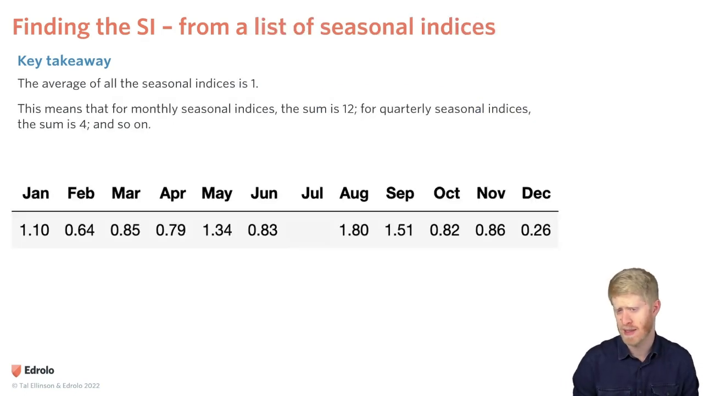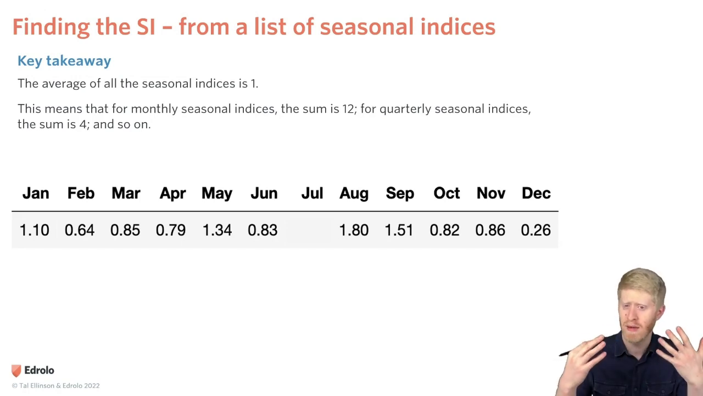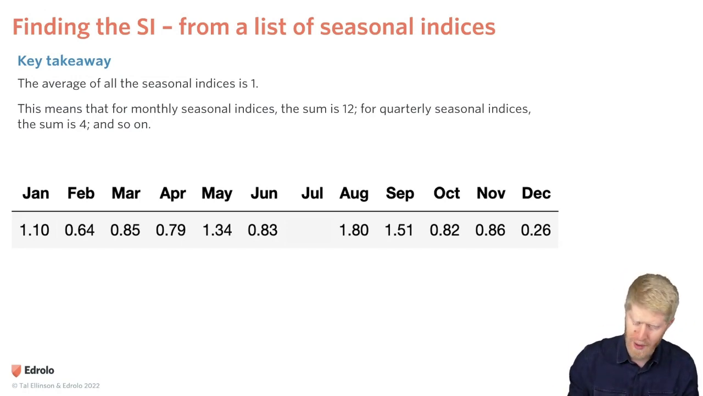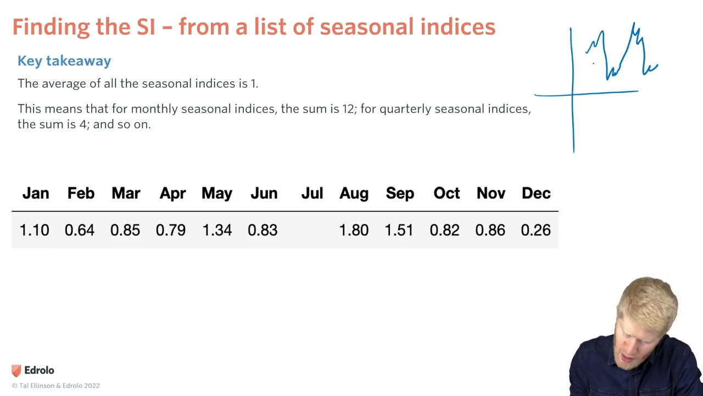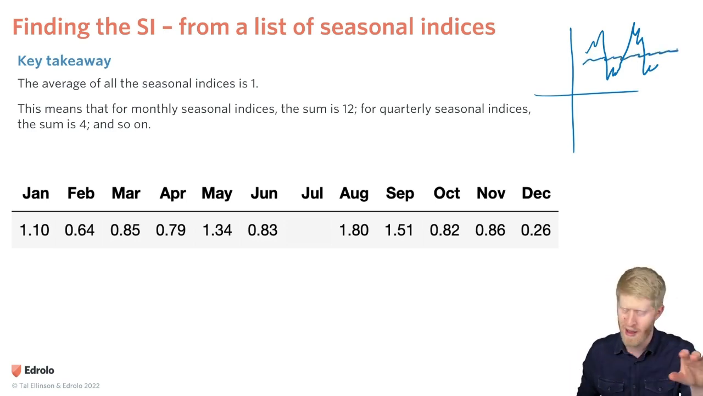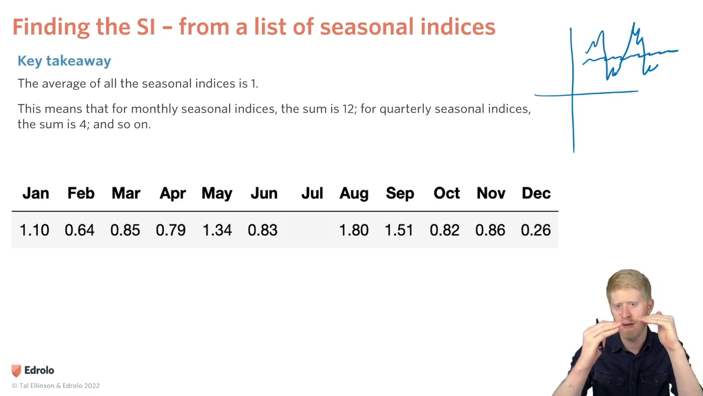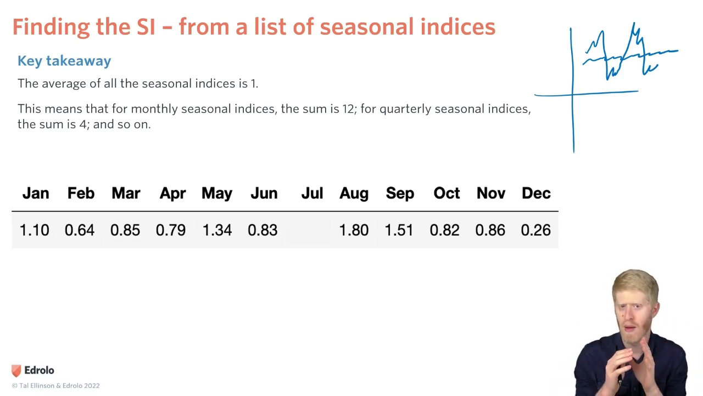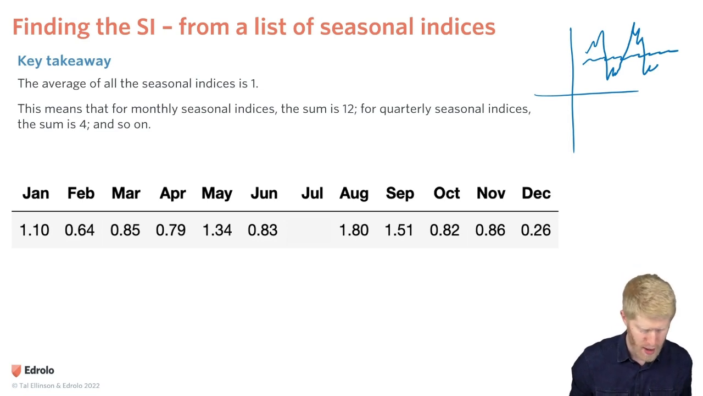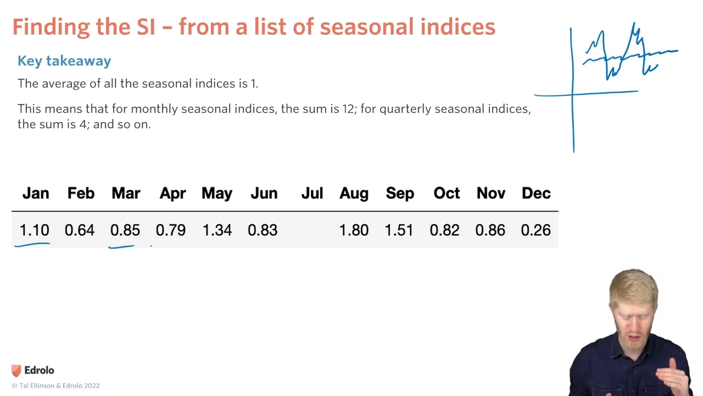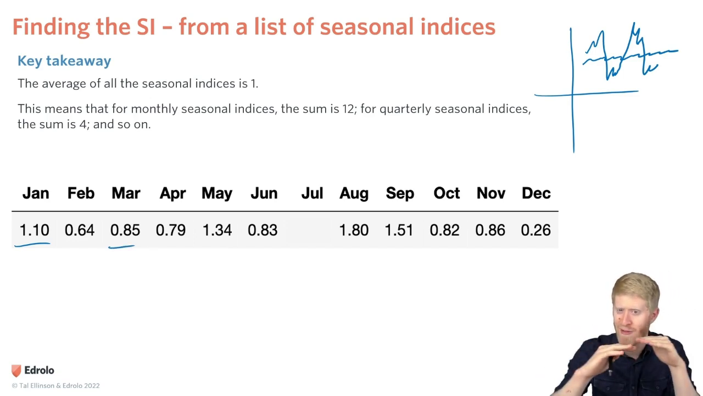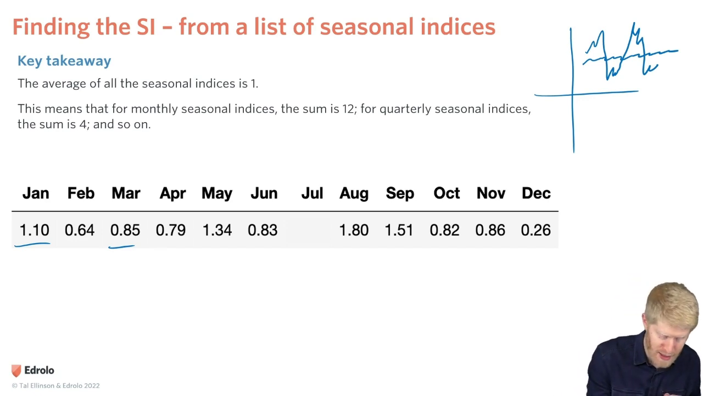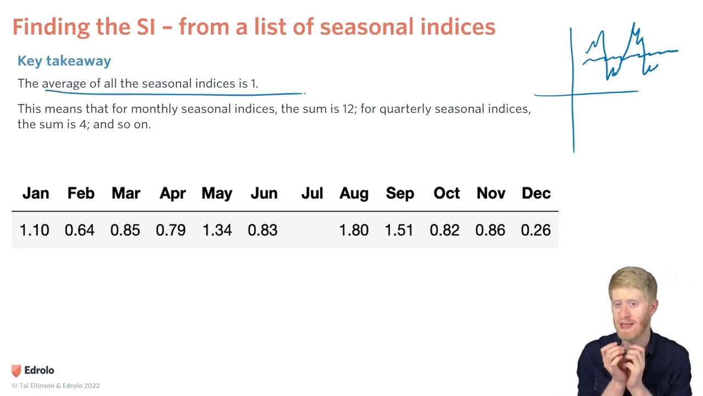Another way to find the seasonal index is to use the idea that our seasonal indices will average to 1. Why is that the case? If I have sometimes high and sometimes low, and sometimes high and sometimes low, when I deseasonalize that data, I get what's happening on average. And that means that my seasonal indices across my entire time period have to balance each other out, right? If sometimes I'm above average and sometimes I'm below average, my average has to be right in the middle. My average has to be at 1. And that means that the average of all seasonal indices is 1.